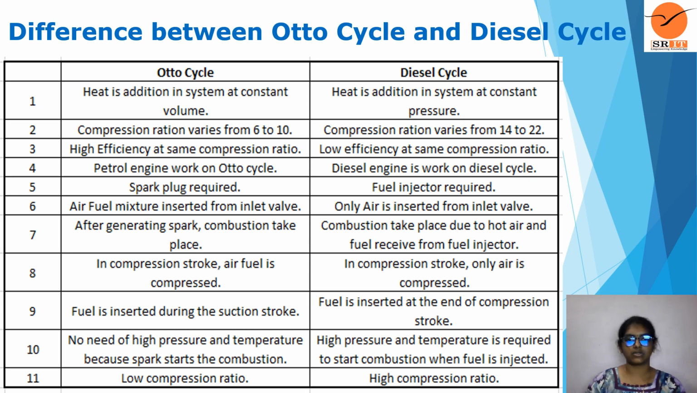In compression stroke, air fuel is compressed. In compression stroke, only air is compressed. In Otto cycle, fuel is inserted during the suction stroke, whereas in diesel cycle, fuel is inserted at the end of compression stroke. In Otto cycle, there is no need of high pressure and temperature because the spark starts the combustion. Whereas in diesel cycle, high pressure and temperature is required. It has low compression ratio, it has high compression ratio.